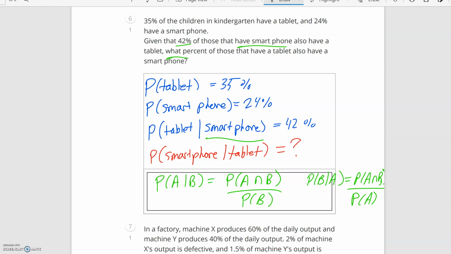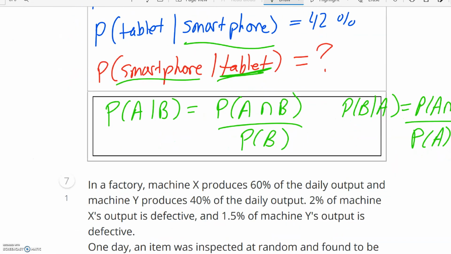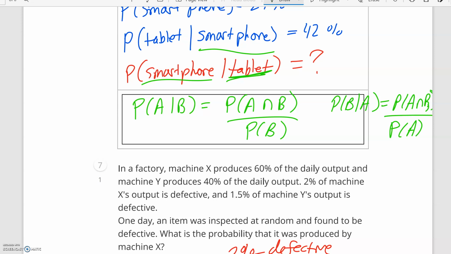They want to know what percent of those that had a tablet, new condition, there it is, also have a smartphone. So we're trying to find that probability. What's the probability of kids having a smartphone given a tablet? Well, if you look at that formula one more time, the conditional probability is quite simple. You look for the intersection between A and B divided by the probability of B, right? That would give you the probability of A happening given B. Well, think of it this way. The tablet is A, the smartphone is B. Okay? What if we flip it? Well, now it's B given A.